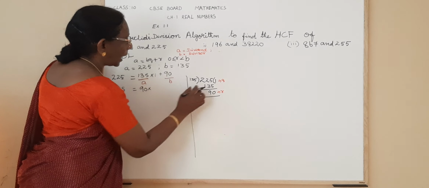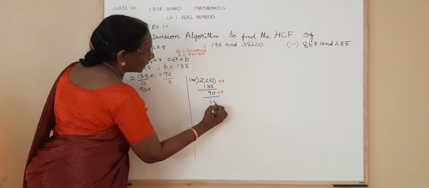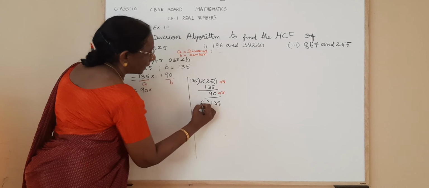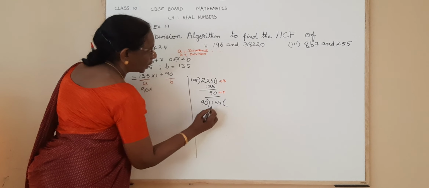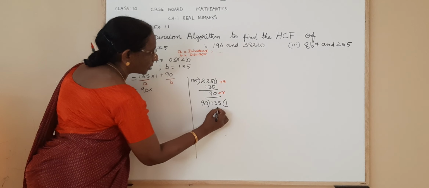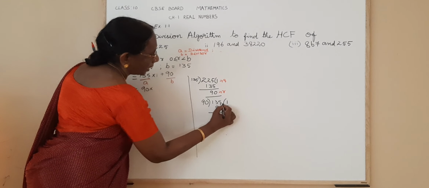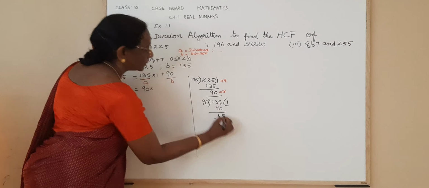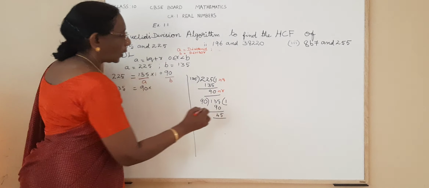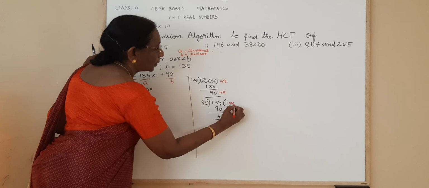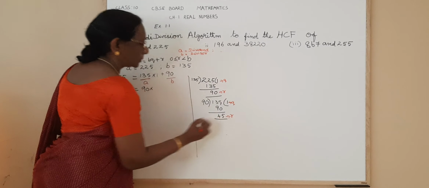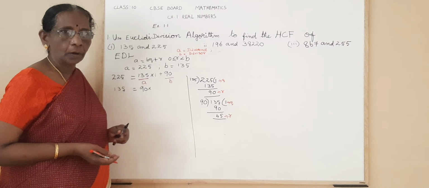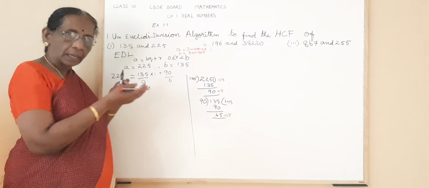What should we do? We have to divide this 135 by 90. It goes how many times? 1 times 90. Now 5 minus 0, 5. 13 minus 9, 4. Now we got Q and R. So the remainder is not 0, so we have to continue the steps again.